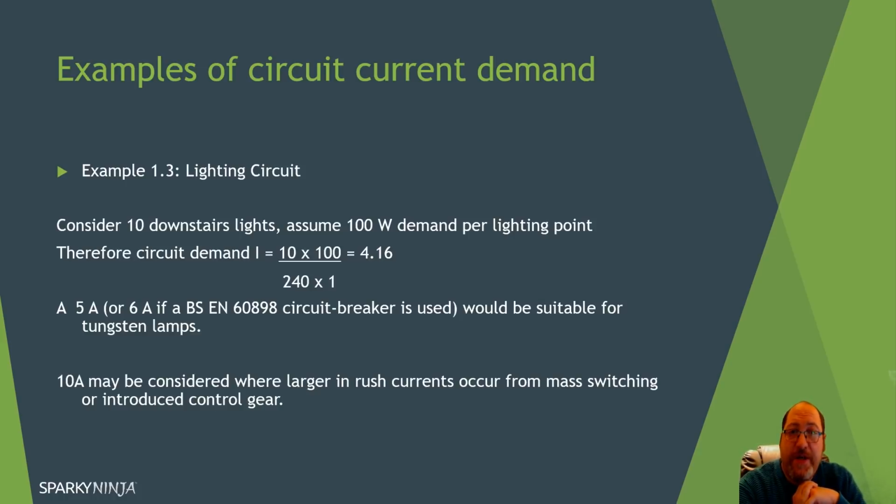Third example is a light circuit. Consider 10 downstairs lights, assuming 100 watt per light point, so that's 10 times 100 over 240, 4.16. A 5 amp will be fine. However, if this is one kitchen, and these are 10 lights in one kitchen, and you turn them on one single switch, 10 lights switching in, maybe a significant rush current, maybe, to trip if it's a sensitive type B circuit breaker. So you may want to jump that up to a 10 amp.